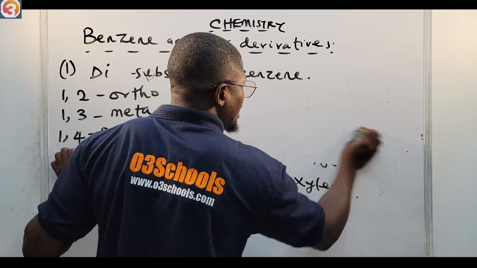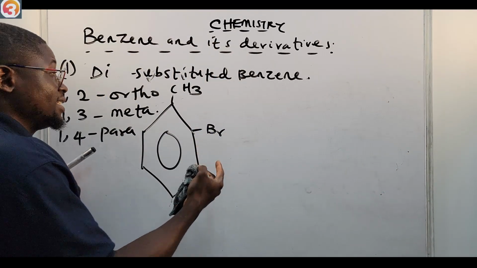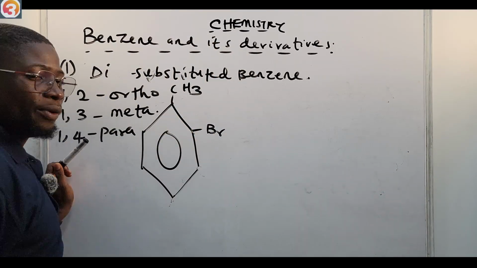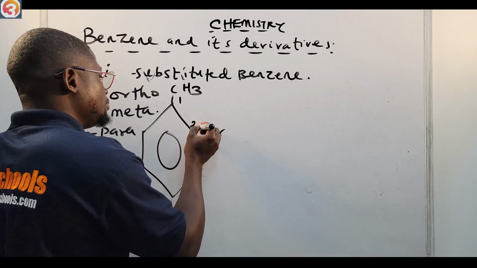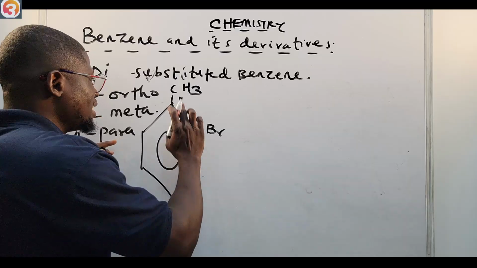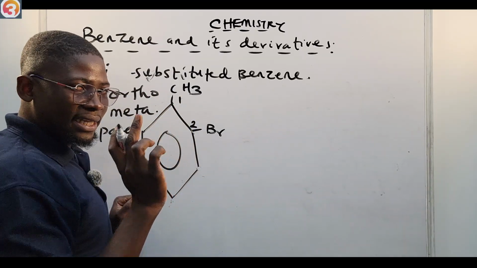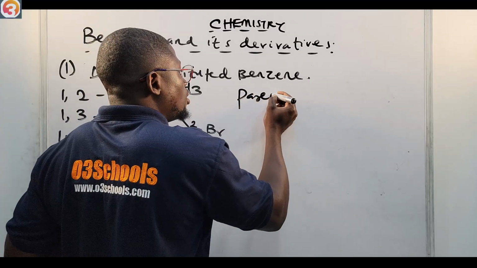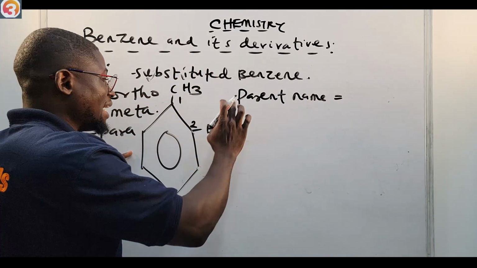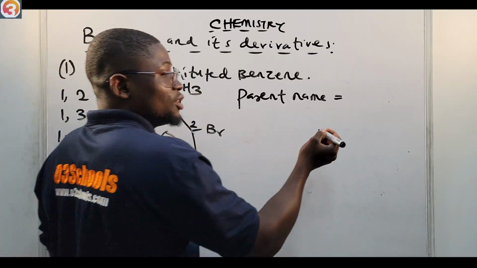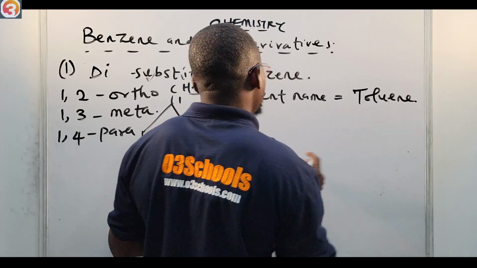So if you have a structure like this, a benzene ring attaching itself to a methyl group and a bromine group, what do we call this? So this obviously will be position 1. This will be position 2. But we know that a benzene ring that is attaching itself to a methyl group has a parent name. It's called toluene. All right, so we'll call it toluene.